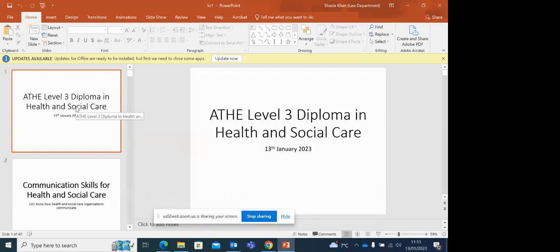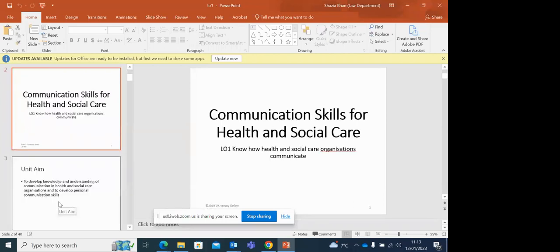So we've got the level 3 diploma in health and social care. And today we'll be doing learning outcome 1, which is looking at communication skills for health and social care. Learning outcome 1 is to know how health and social care organizations communicate with each other, the way they develop communication skills and try to get on with each other as well, using different methods.